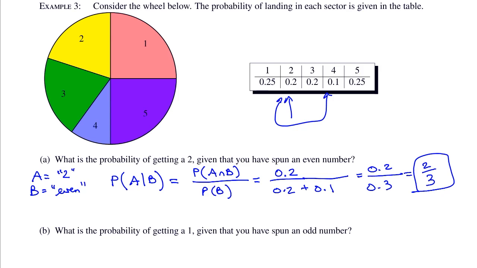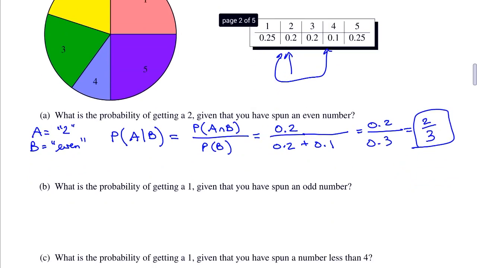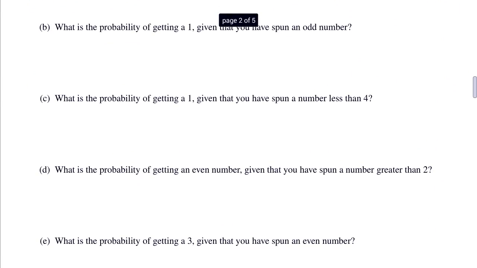Go ahead and try. Let's see, B and C and D and E. Go ahead and try those and see what you can get.